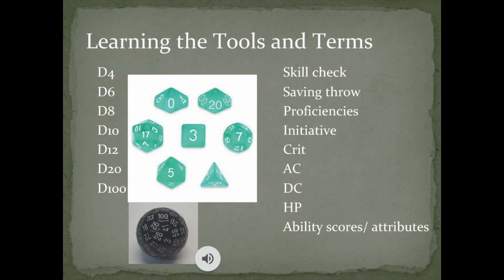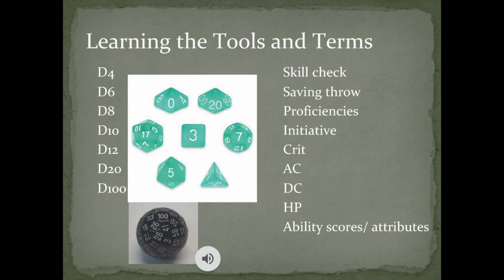Initiative is how quick you are to react in combat. It determines the order in which players act during a combat sequence. Crit or critical is when you roll a natural 1 or a natural 20, natural meaning it's the number that shows up on the die, on a D20 roll. This is obviously the best and the worst that you can do. In combat, these have additional effects. In skill checks, they are simply the best or worst you did, not a guaranteed failure or success.